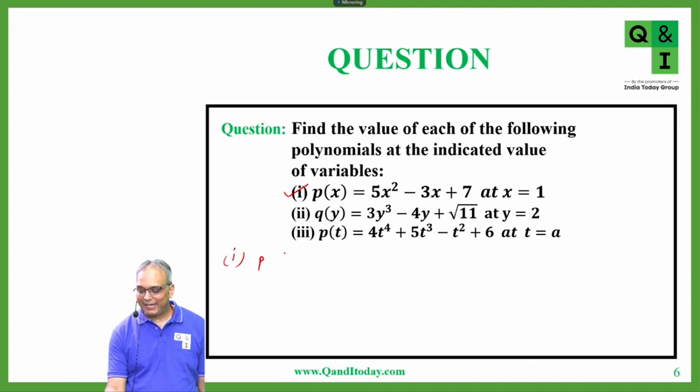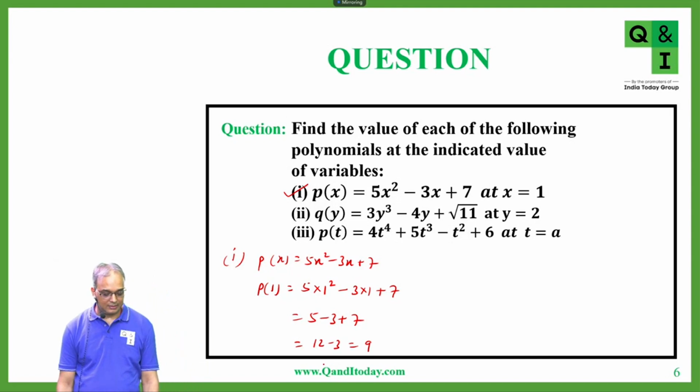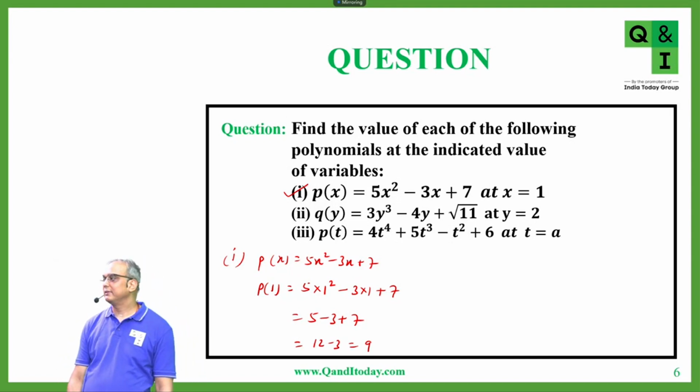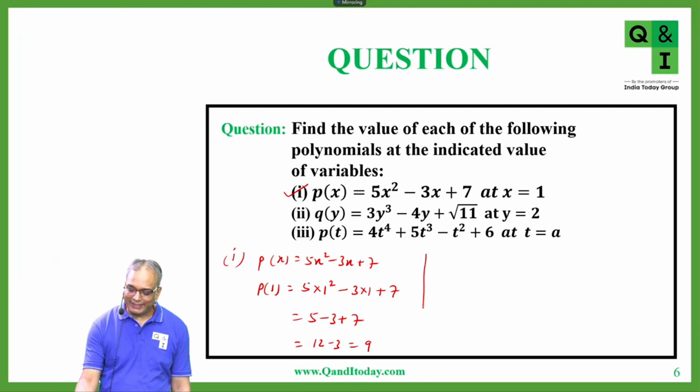So P(x) was 5x square minus 3x plus 7. Now, if we have to find the value of P(1), that is the value of the polynomial at x is equal to 1, we will replace x by 1: 5 into 1 square minus 3 into 1 plus 7. So this is 5 minus 3 plus 7. So 12 minus 3, which is equal to 9. Clear? Yes, sir. Can you do the second one?